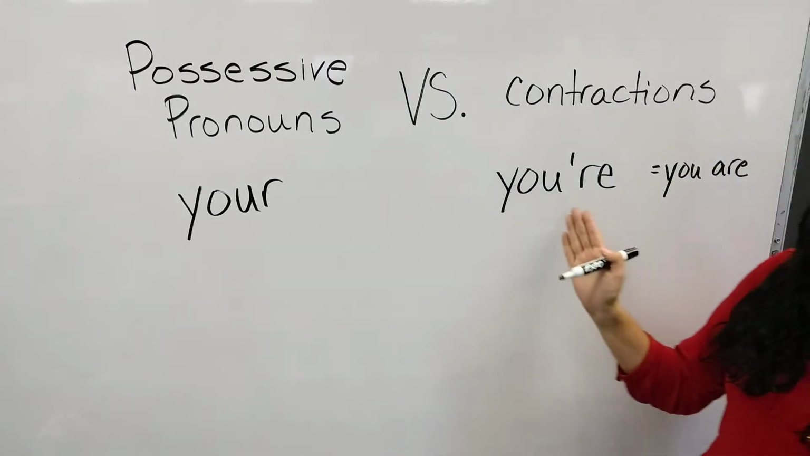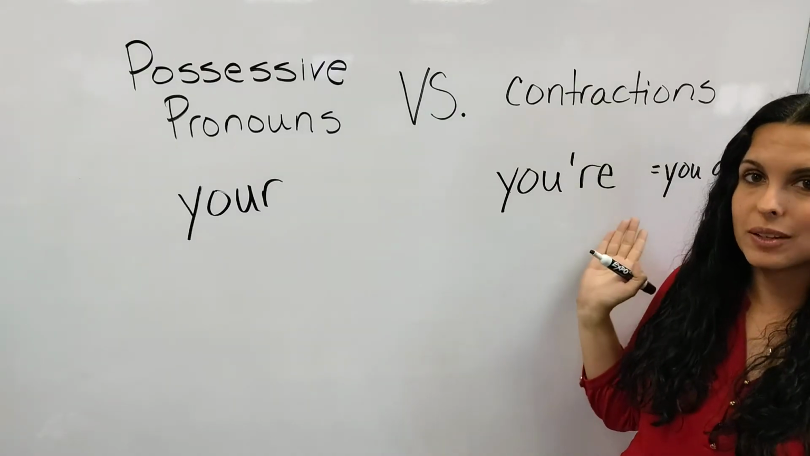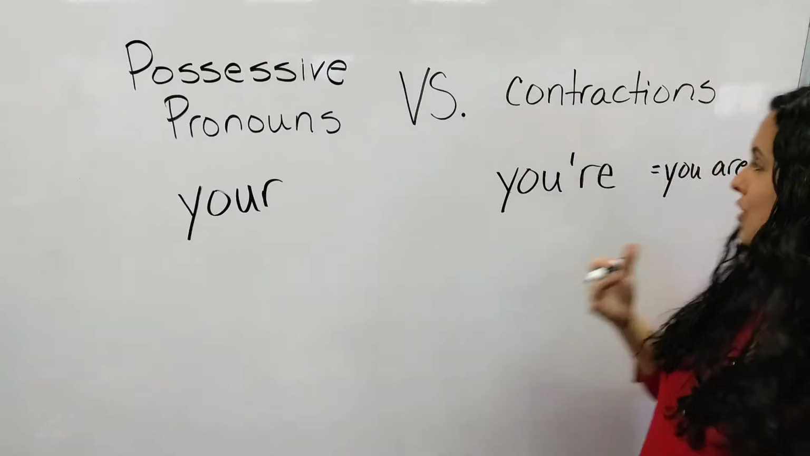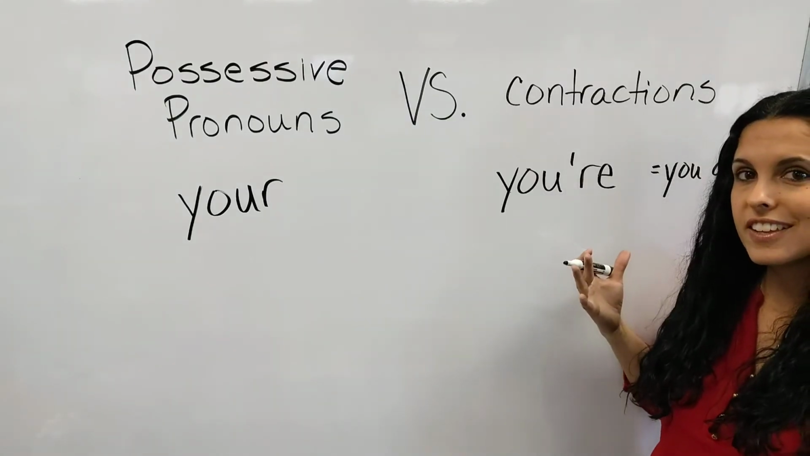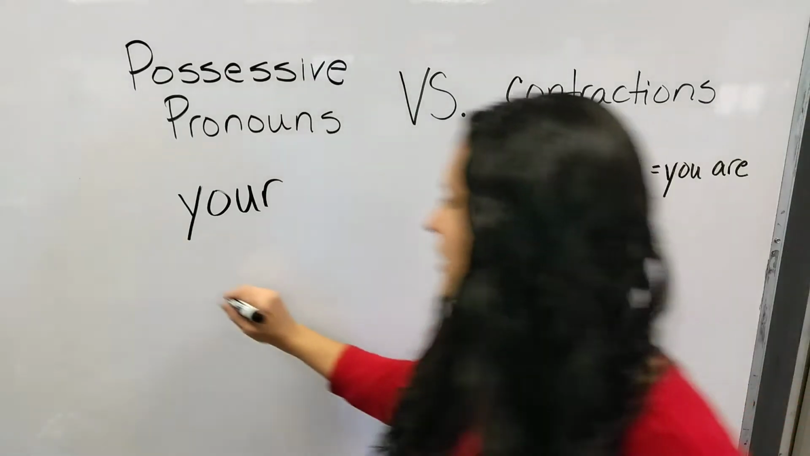This one's a contraction, like you're 10 minutes late. That would be you are 10 minutes late. So when you're reading your sentences, put the contraction into the two words and see if you're using the right word. So here's another one.